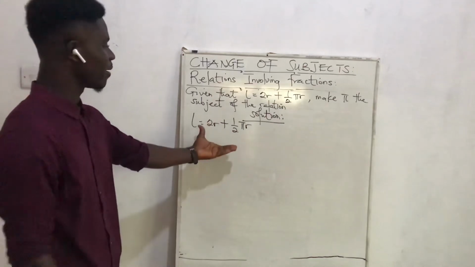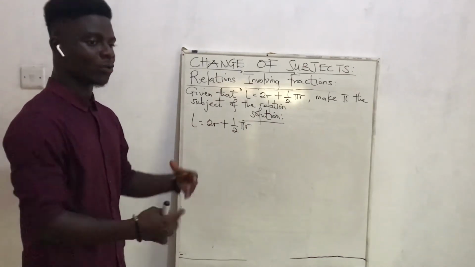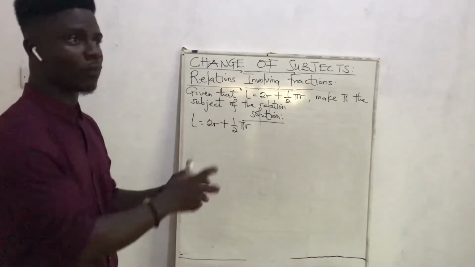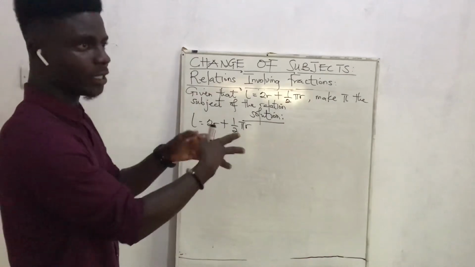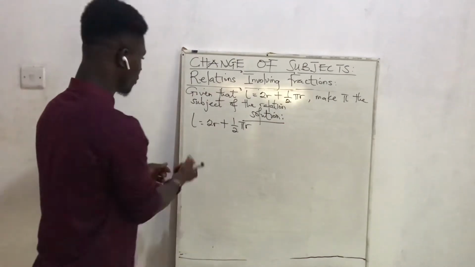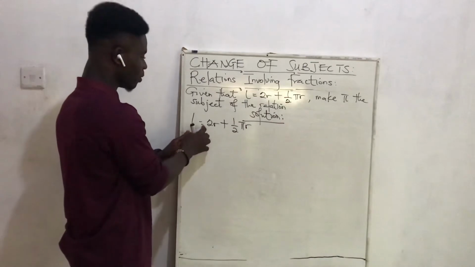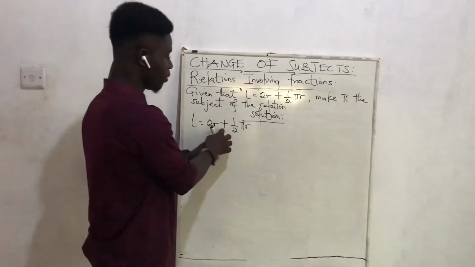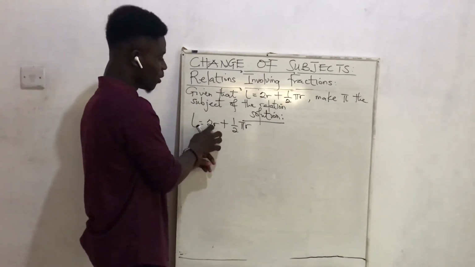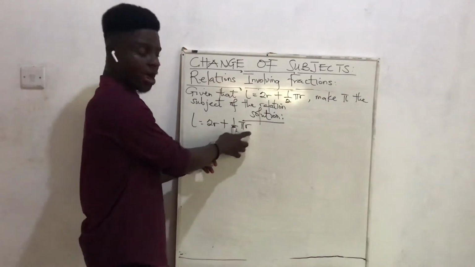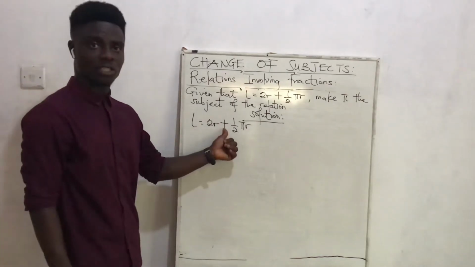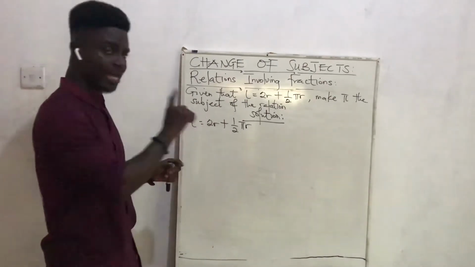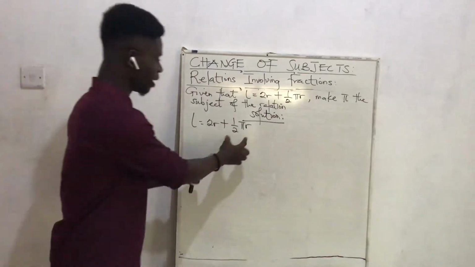Now, how many terms are here? If you want to find the number of terms, the variables or values are separated by the operation sign. So we have L and 2r separated by the equal sign. Then 2r and 1 on 2 pi r are separated by the addition sign here. So how many terms here? We have 1 term, 2 terms, then 3 terms.